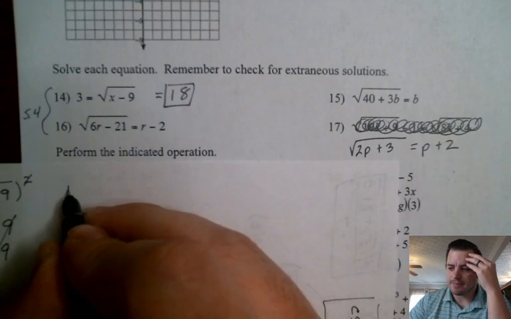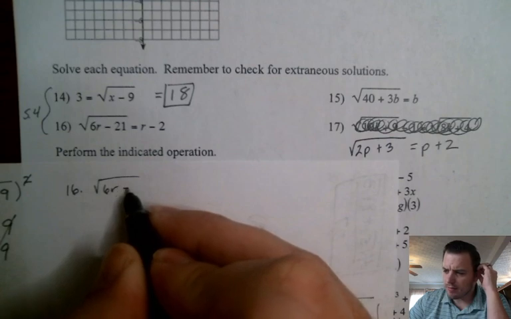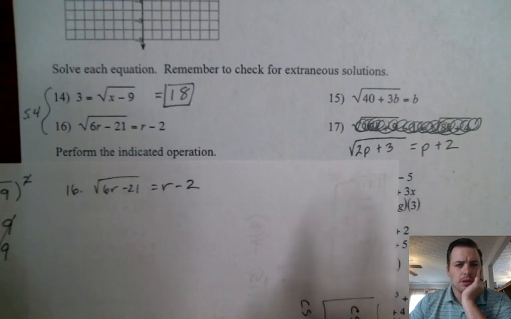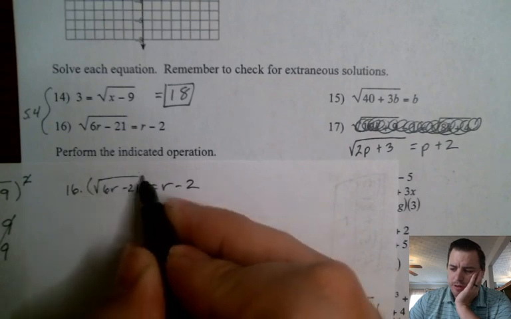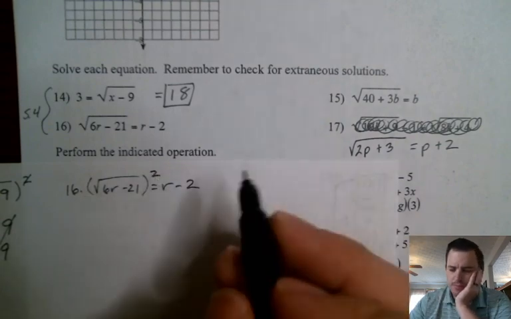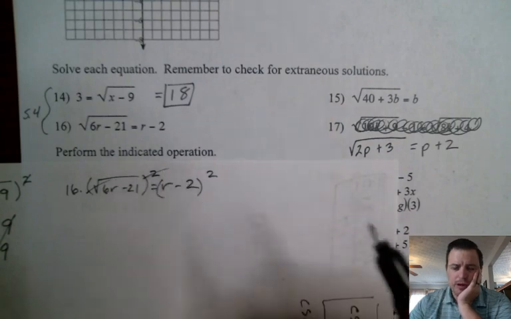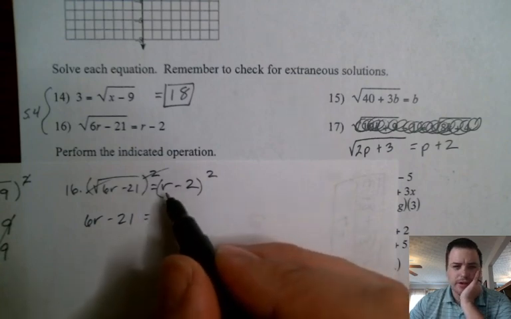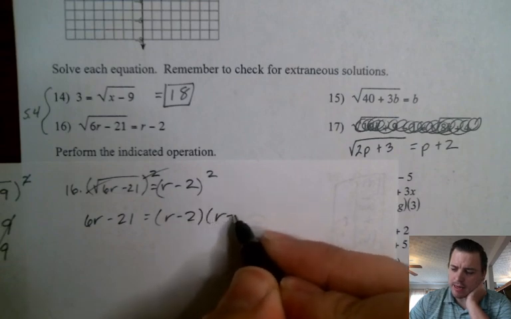So 16: radical 6r minus 21 is equal to r minus 2. In order to get that square root off the r, I'm going to have to square both sides. What I do to one side, I've got to do to the other one. The square root and square cancel there, giving me 6r minus 21. And then over here, r minus 2 squared goes to a binomial times a binomial.